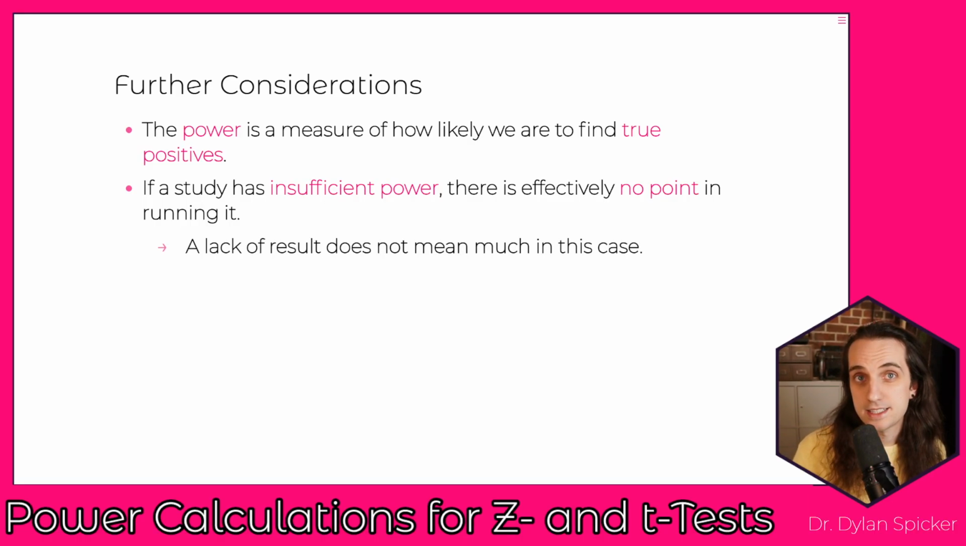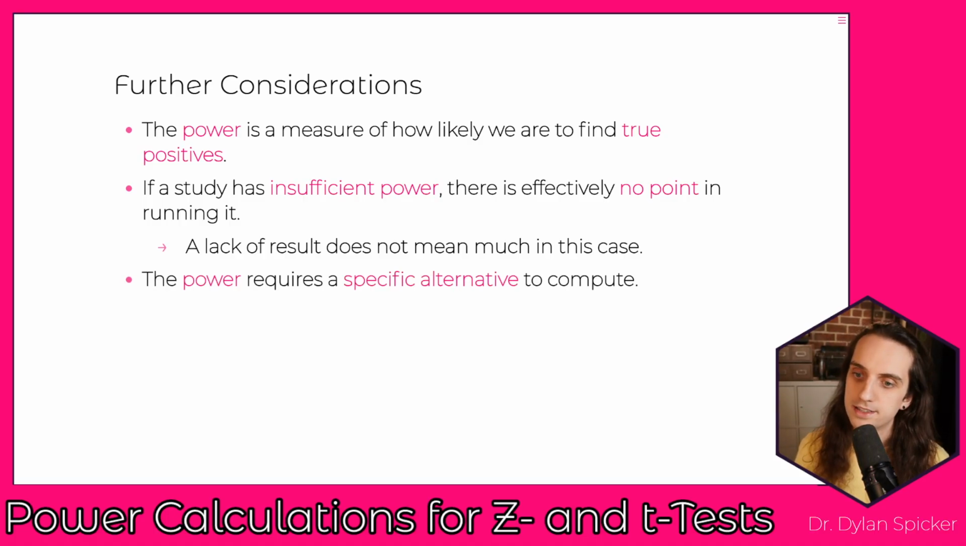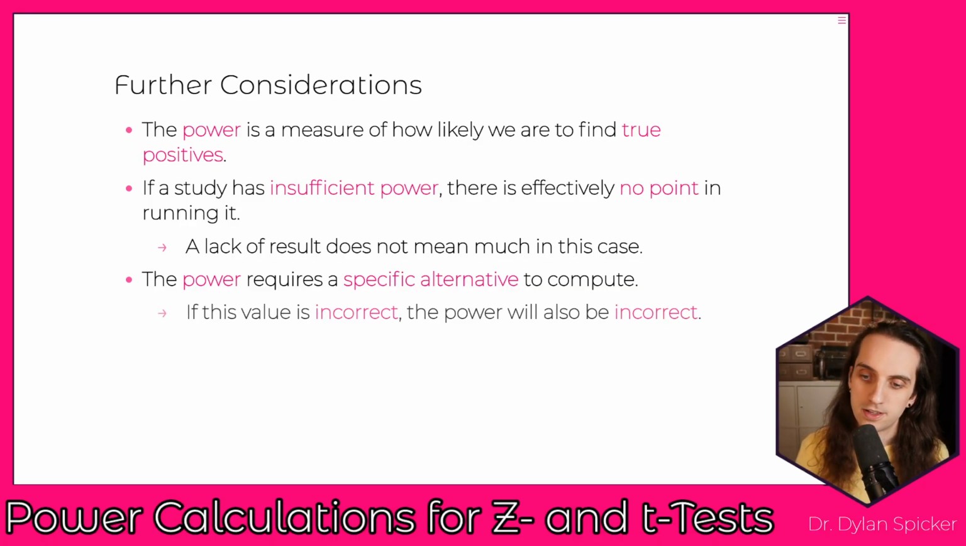Now, in this case, if you have a very underpowered study and you don't find a result, then it's hard to know, is that because there actually was no result, or is that because there was just a very low chance that we were actually going to find it? Okay. Now, the other thing is the power, the way that we have it set up, requires a specific alternative in order to compute. This can be seen as a limitation of calculating power in a sense, because what if you don't have a specific alternative?